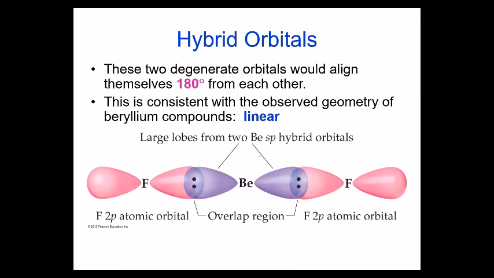Now, this particular example is showing you BeF2, where beryllium is the central atom here. These purple ones are the sp hybrids that were formed around the central atom. The s and one of the p's around the beryllium atom mix together and form this hybrid. That's where they're going to share their pair of electrons and have that overlap region, sharing with one of the two p's of the F's over here.